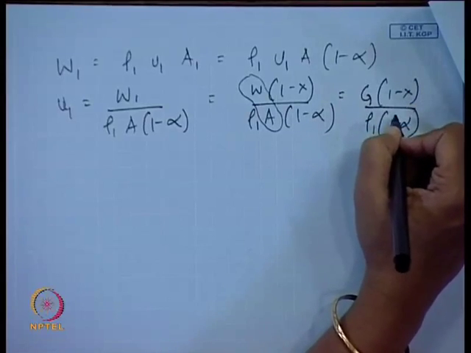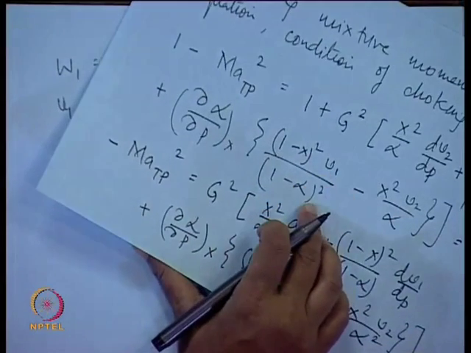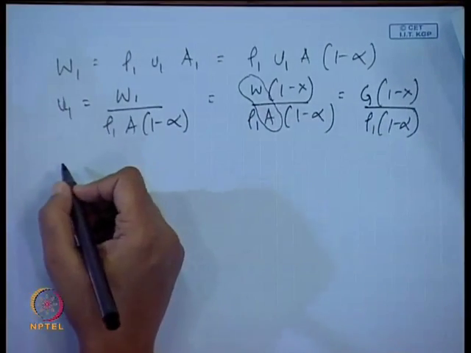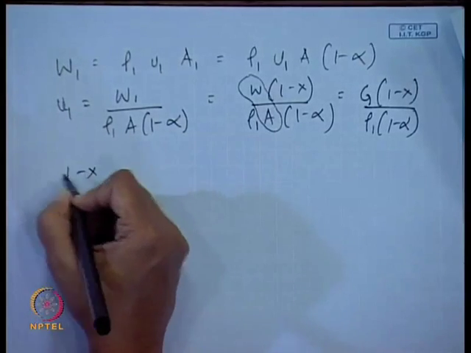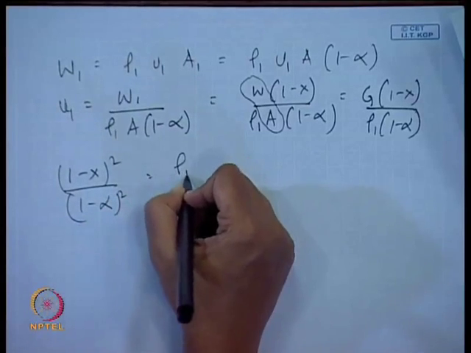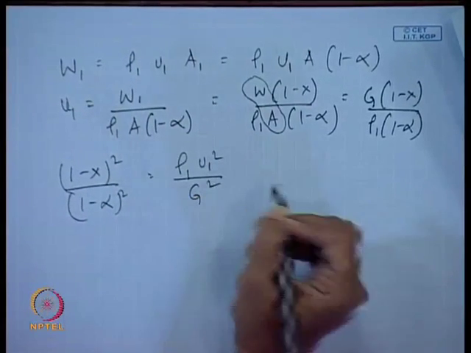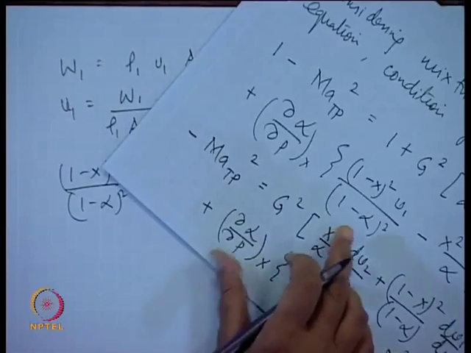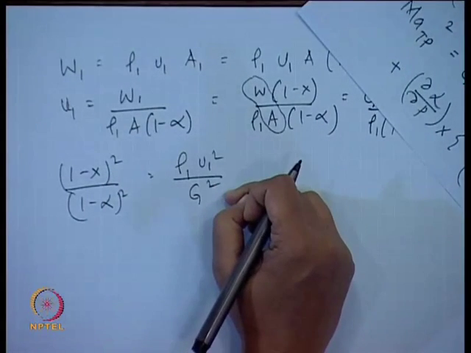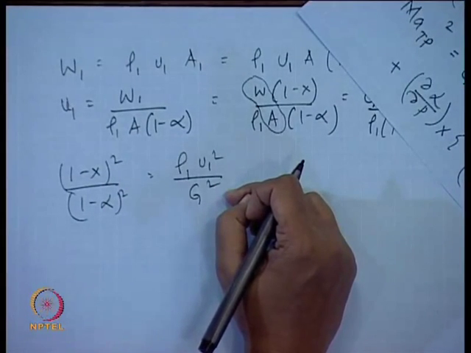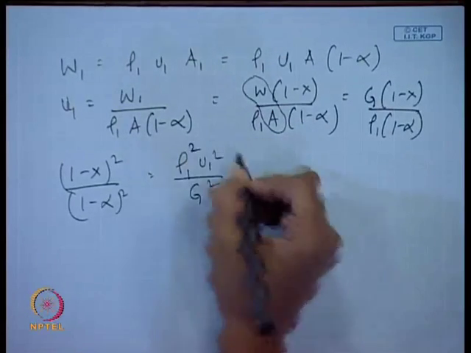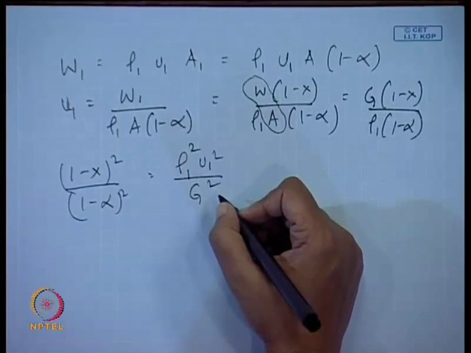So, therefore, from here you know what this particular term is, is not it? We can substitute it here and we can find out that (1 minus x) whole square by (1 minus alpha) square is nothing but equal to rho1 u1 square by g square, fine. So instead of this particular term, we can substitute this particular term here. Okay. So, we can substitute this particular term.